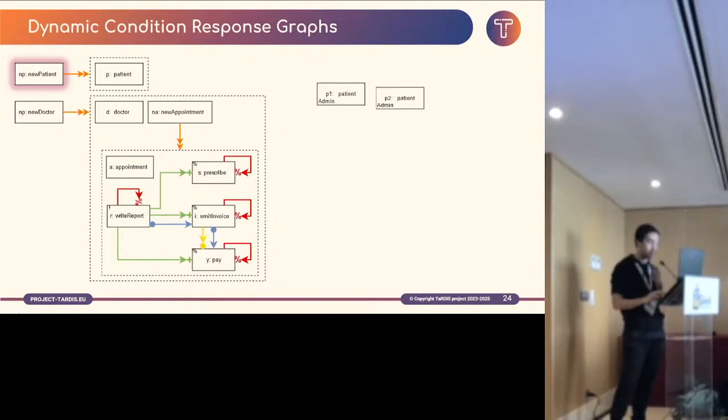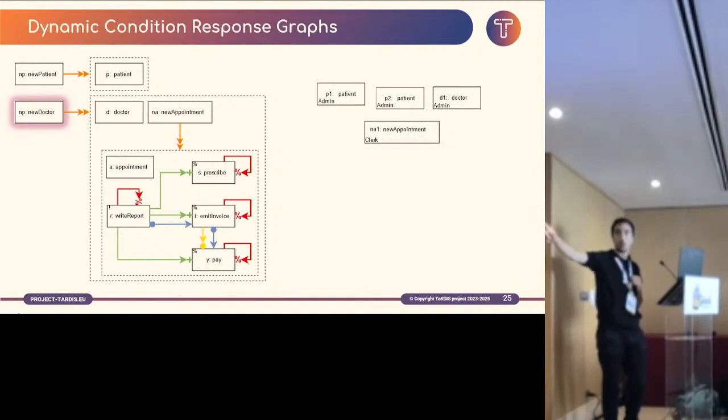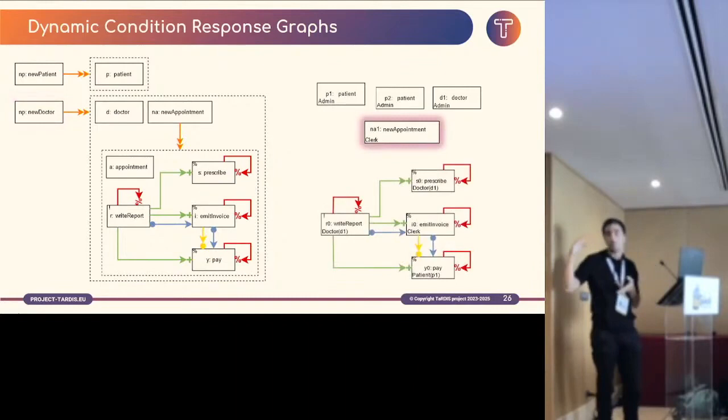Okay, so now we can also execute the new doctor. In that case, we get a new doctor and a new appointment event. And if we execute the new appointment event, we get the whole subgraph, the subprocess that we were using as an example.